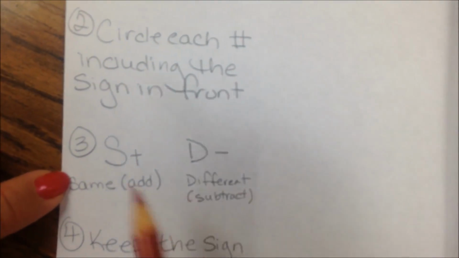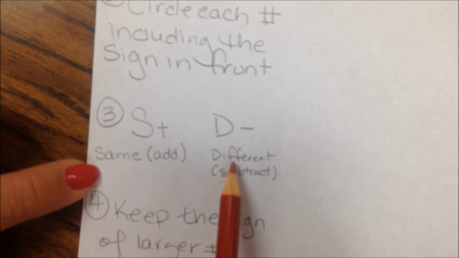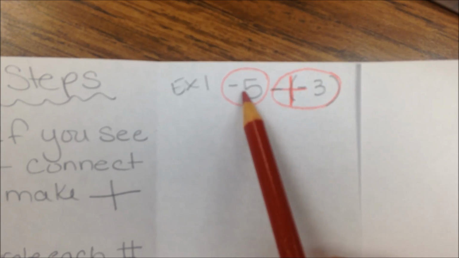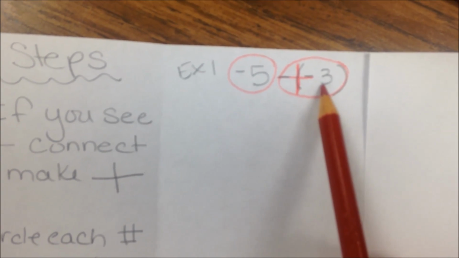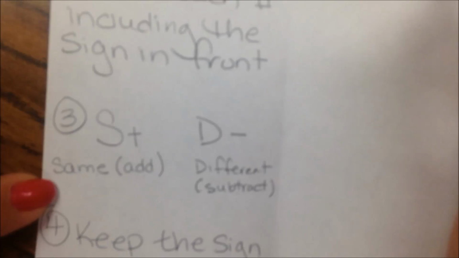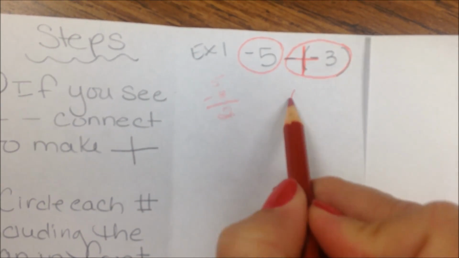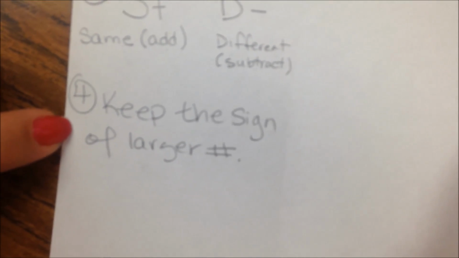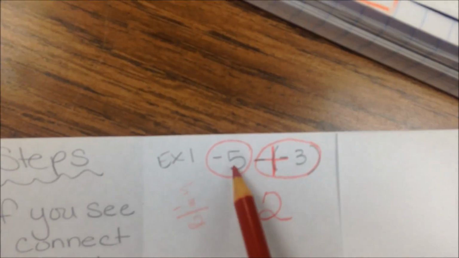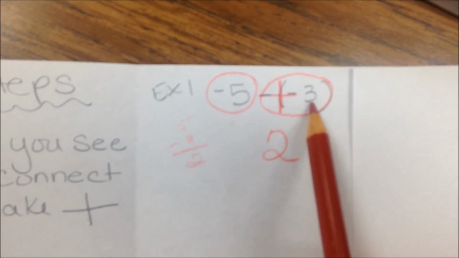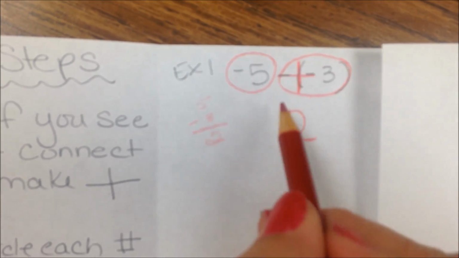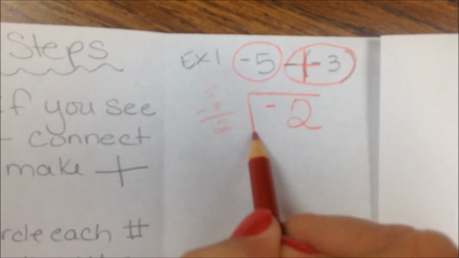So step 3, we have to determine if they're the same signs or different signs. If I go back to the problem, I see that I have a negative 5 and a positive 3. We know that they're different, which means that I'm going to subtract them. So we're just going to subtract 5 minus 3, which is going to give me 2. Then step number 4 is to keep the sign of the larger number. So 5 is larger than 3 and carries the negative sign, so this is going to be a negative 2.